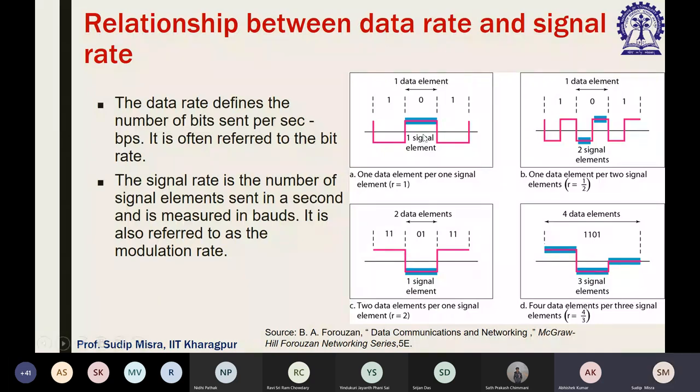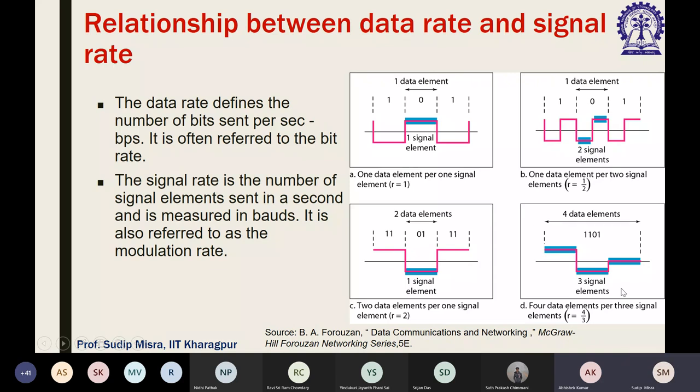Look at this particular picture. In this picture, one data element corresponds to two signal elements. In the third case, we have two data elements, 0, 1 or 1, 1, corresponding to one signal element. And in the fourth case, we have four data elements which are encoded in the form of three signal elements.